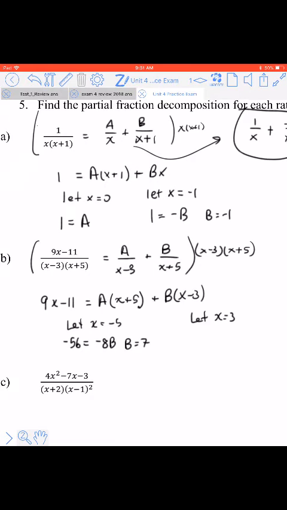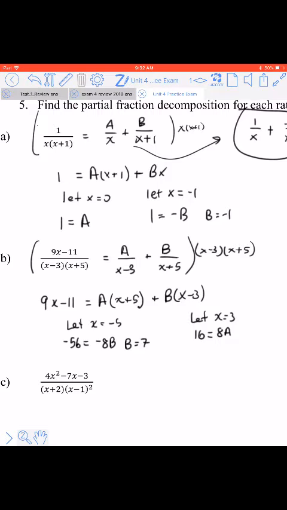If I plug a 3 in right there, I'm going to get 9 times 3 is 27. 27 minus 11 is 16. So that left side of the equation becomes 16. If I plug a 3 in for that x, 3 plus 5 is 8. 8 times a is 8a. If I plug a 3 in for that x, 3 minus 3 is 0. 0 times b is 0.